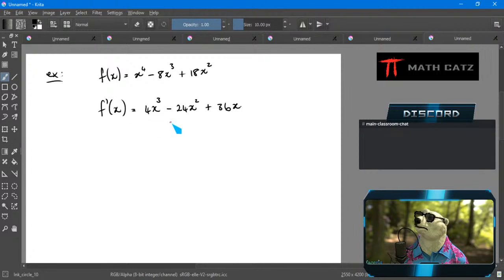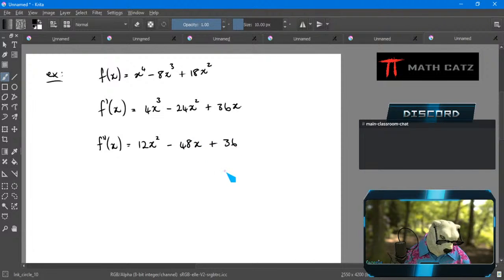That's just the first derivative. Now this is going to be a pretty okay version for me to find the second derivative, which is now the derivative of this function, right? Derivative of this function. So it is just the basic properties, 12x squared minus 48x plus 36.